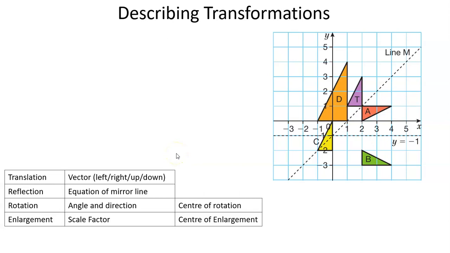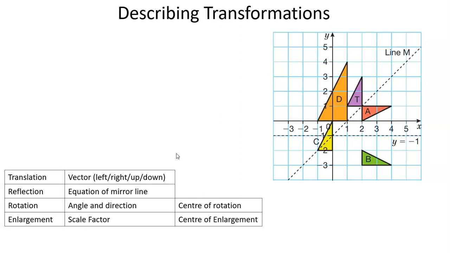Hello, and this time we are looking at describing transformations. The key thing about your tests and GCSEs is they always say describe the single transformation. I can't stress that enough, because if you want to describe how the yellow C triangle becomes the B, well, there's hundreds of ways you could do it.